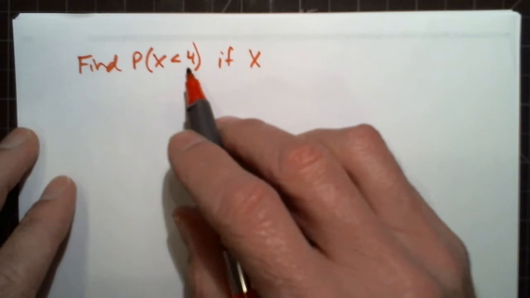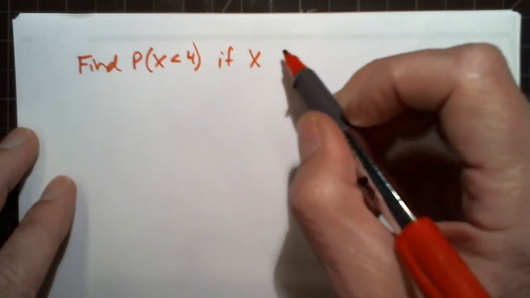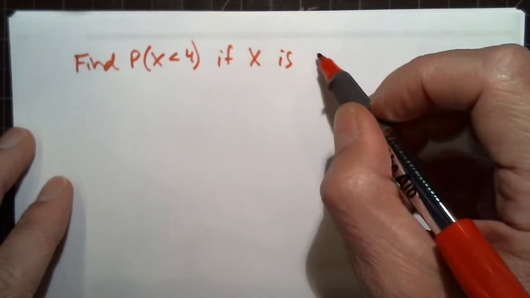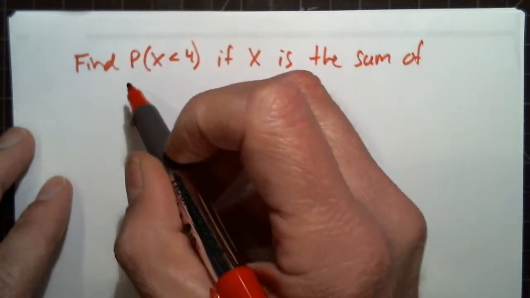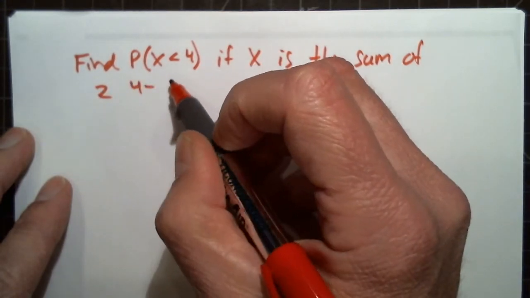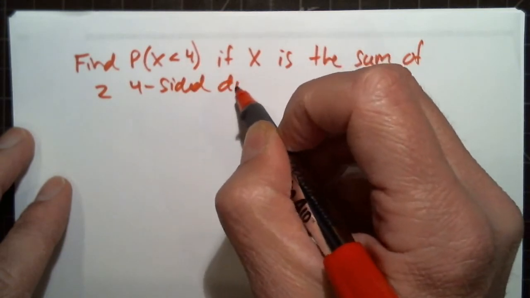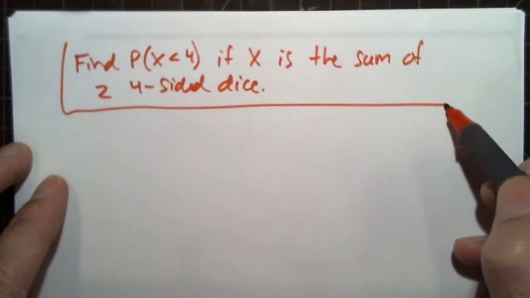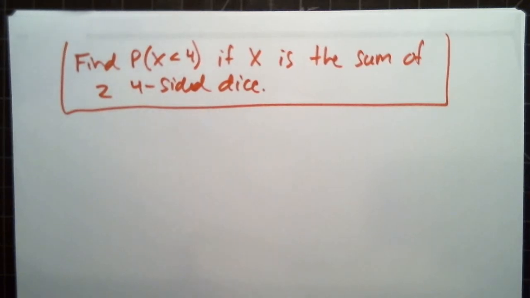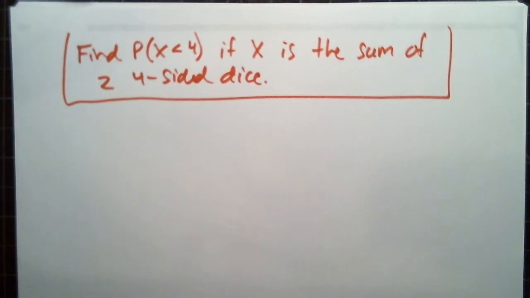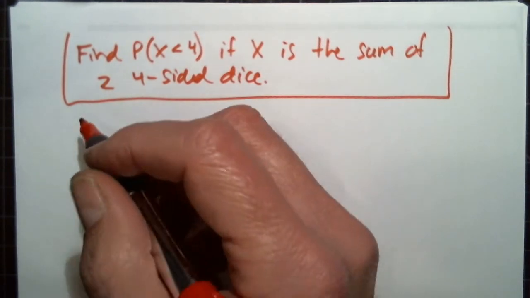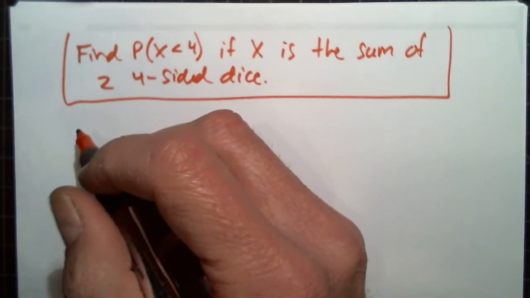Find the probability that x is less than 4 if x is the sum of 2 4-sided dice. Okay, and so here, 2 4-sided dice, we could make a tree, but with 2 dice, maybe a lattice would be better. So let's do this together, and then you can do the rest.